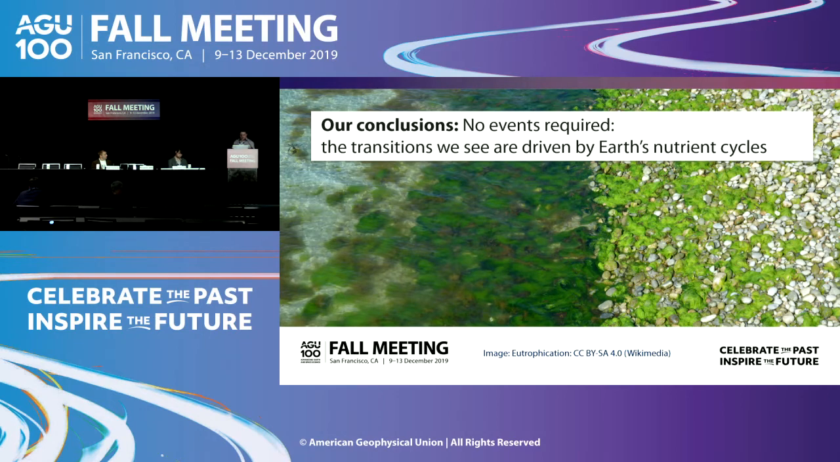So I'm going to go on to explain that, but our major conclusion is that when you have a nutrient cycle-enabled model, you don't need these large events in order to drive oxygenation. And this is hinted at by the picture here, which is eutrophication.